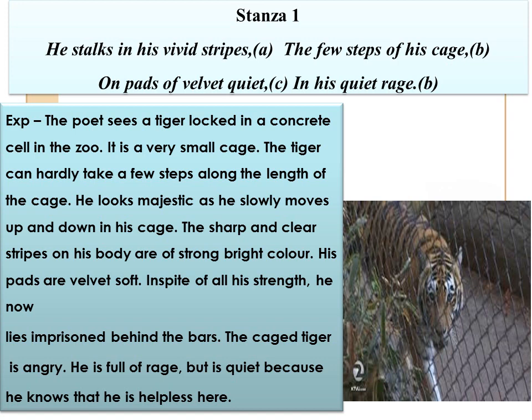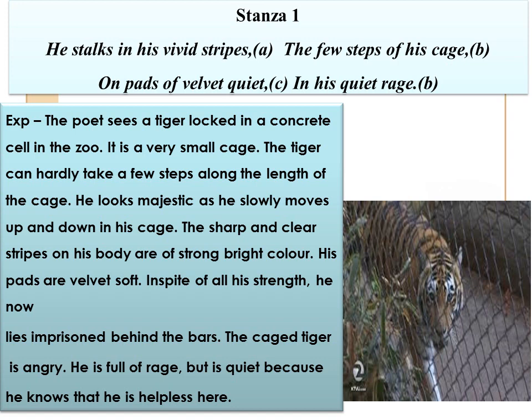Let's look into the explanation of the lines. The poet sees a tiger locked in a concrete cell in the zoo. It is a very small cage for him. The tiger could hardly move about. He looks majestic even in the cage. The sharp and clear stripes on his body are of large bright color, his eyes shining. His pads are velvet soft. In spite of all his strength, he is imprisoned inside the cage.